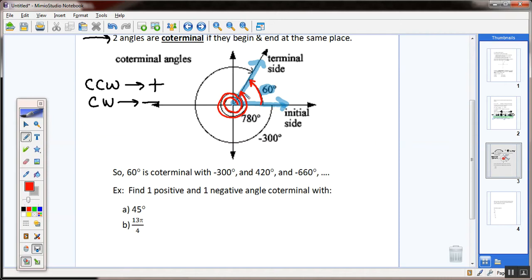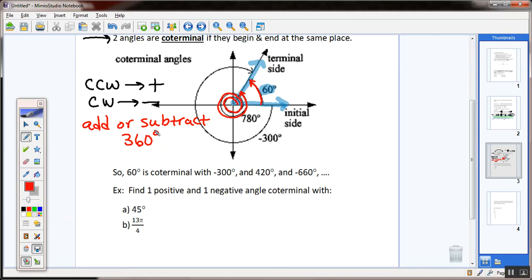But let me show you something else. That's only if we were moving in one direction. We might also want to move in the other direction. If I start here, to get back to this terminal side I could work backwards how many degrees? Negative 300. Think about it. What's 60 minus 360? So to get coterminal angles, you either add or subtract what degree value, kids? 360.